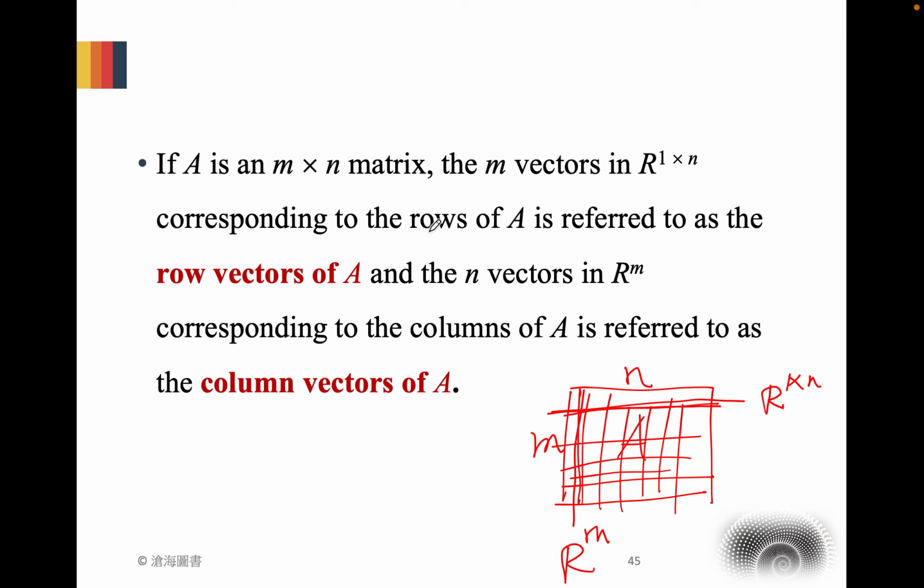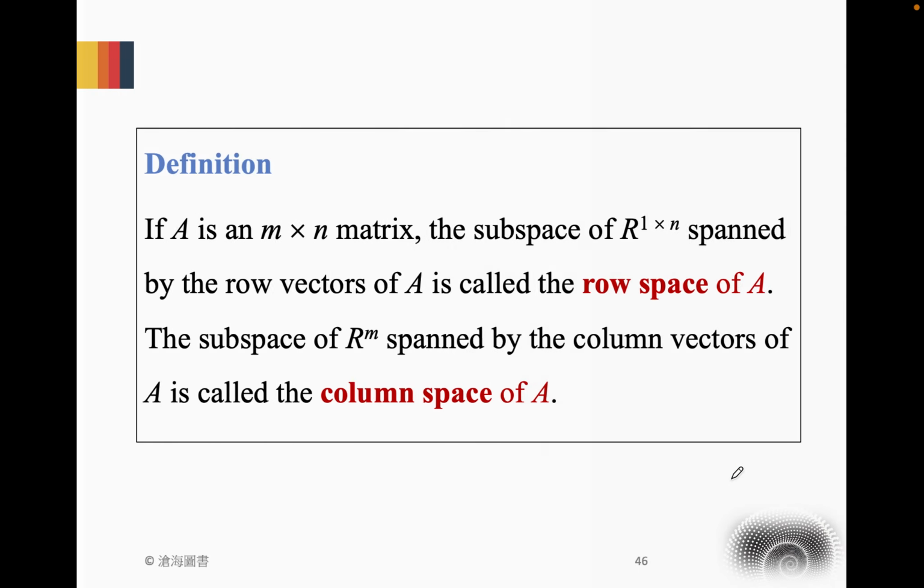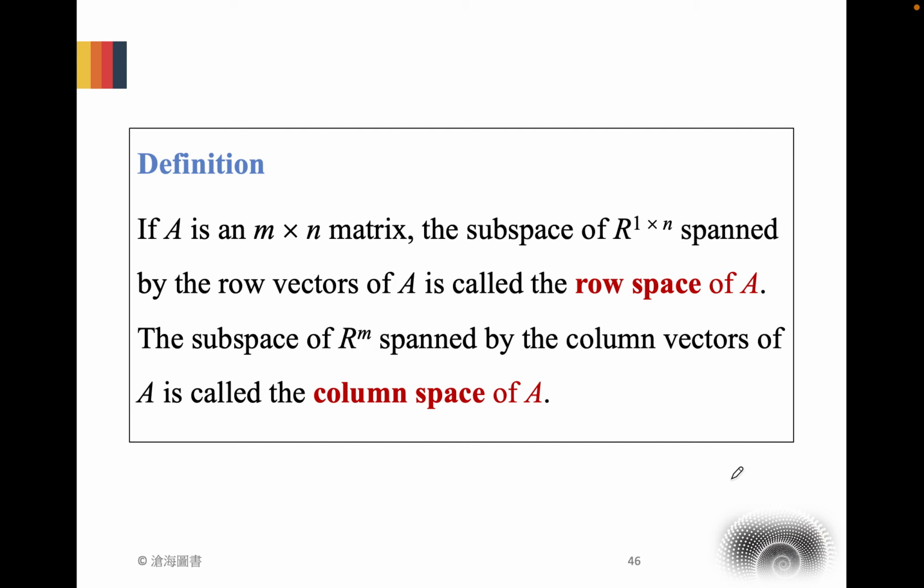So the row vectors of A are n-dimensional. And the n vectors in m-dimensional space corresponding to the columns of A are referred to as the column vectors of A. So here vertically we see the column vectors. Horizontally we see row vectors, right? Okay. So now if A is an m by n matrix, the subspace of R^(1 by n) spanned by the row vectors of A is called the row space of A.